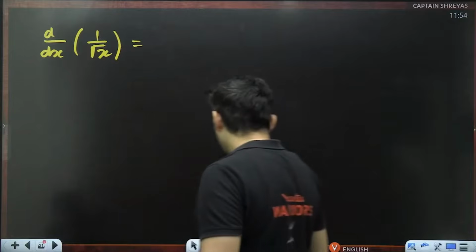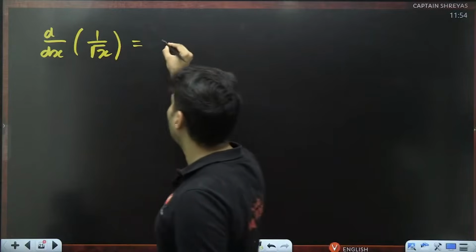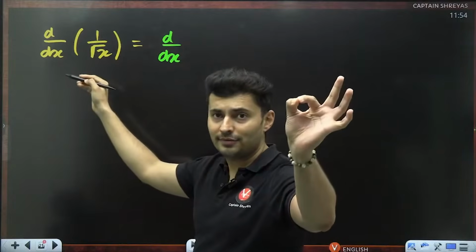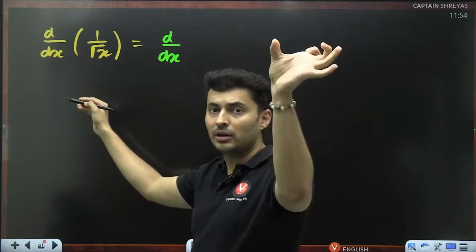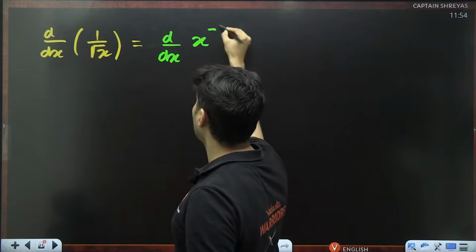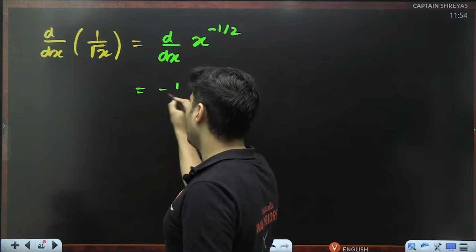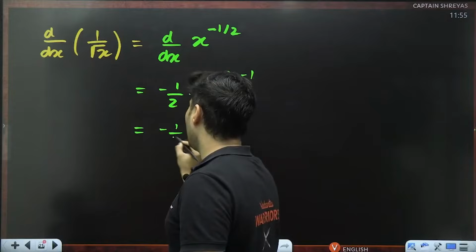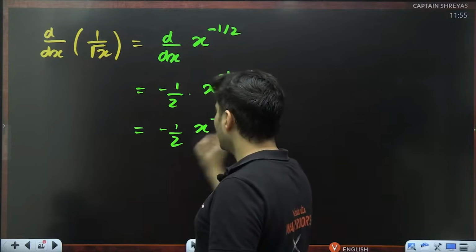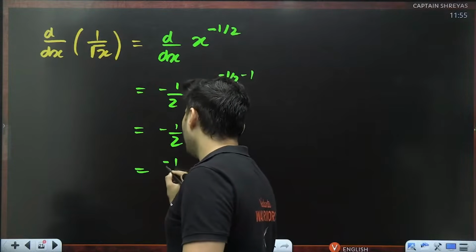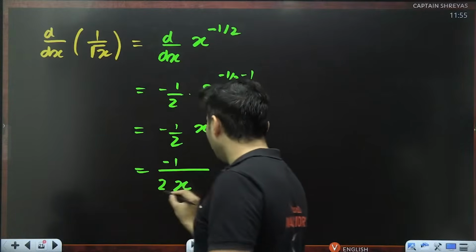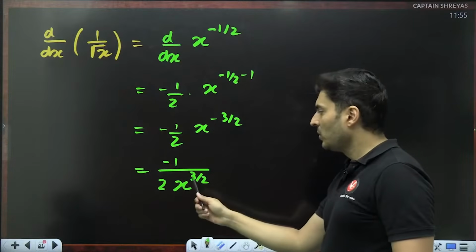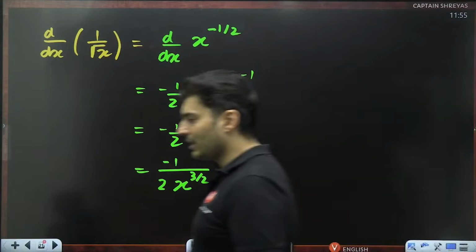Very good. First thing you will be doing is take that root x on the top. In fact, it will be d by dx. Root x means x raised to half, but it is below. When you go on the top, it will become negative power, so x raised to minus half. So minus half comes outside. X raised to minus half minus 1, which is x raised to minus 3 by 2. Negative power, I can bring it below. So minus 1 by 2 into x raised to 3 by 2 in the denominator. That is the final answer. That is the correct answer.